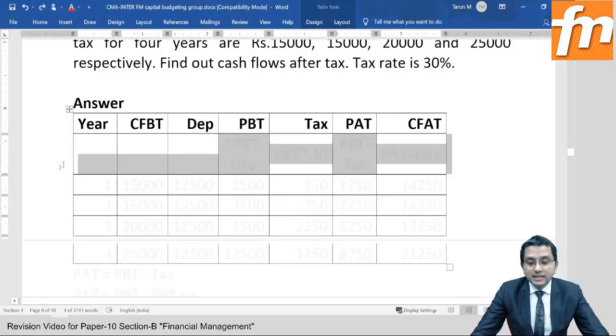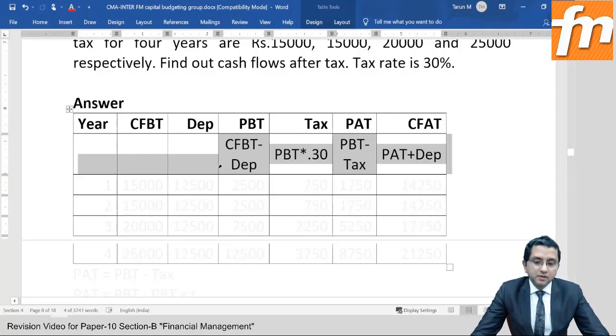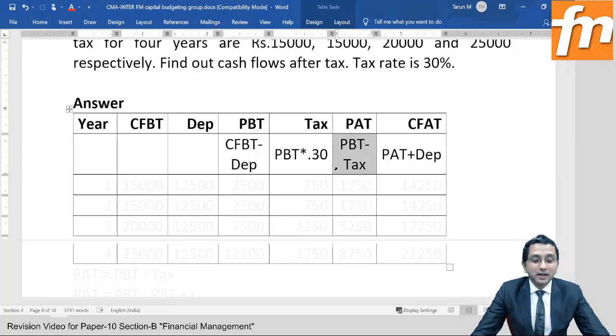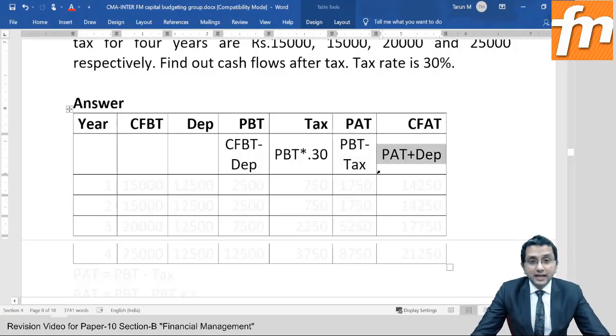How do I calculate these figures? Simple. You want to calculate profit before tax? It is cash flow before tax minus depreciation. You want to calculate tax? It is profit before tax multiplied by tax rate. You want to calculate profit after tax? It is profit before tax minus tax. You want to calculate cash flow after tax? It is profit after tax, add back depreciation.